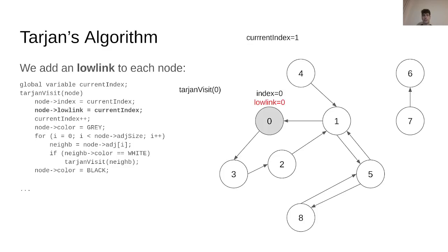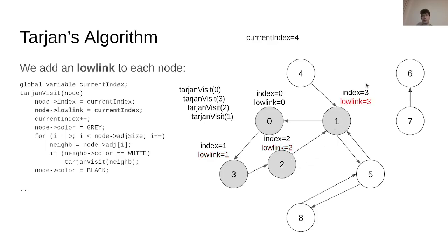Let's see an example. So again, we have index starting from 0, and low link will be initially the same as the index. So index is 0, low link is 0. Here index is 1, low link is 1. Index is 2, low link is 2. But here we have index 3, low link 3 again.